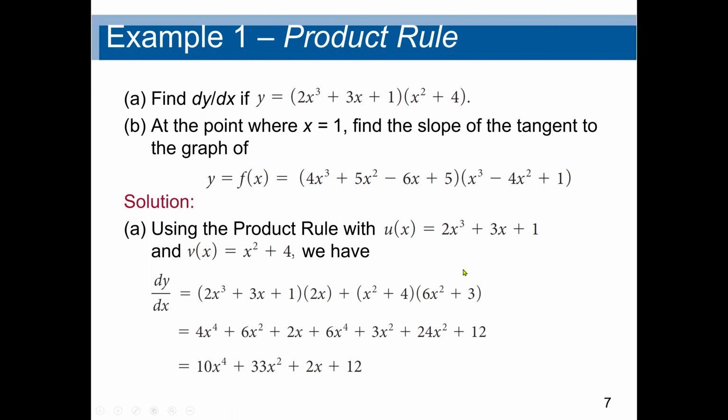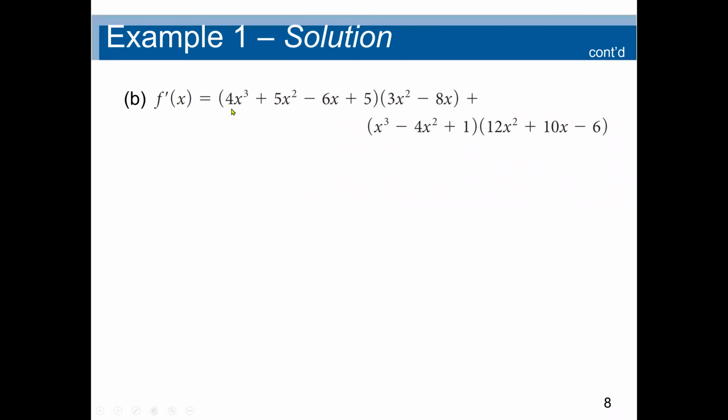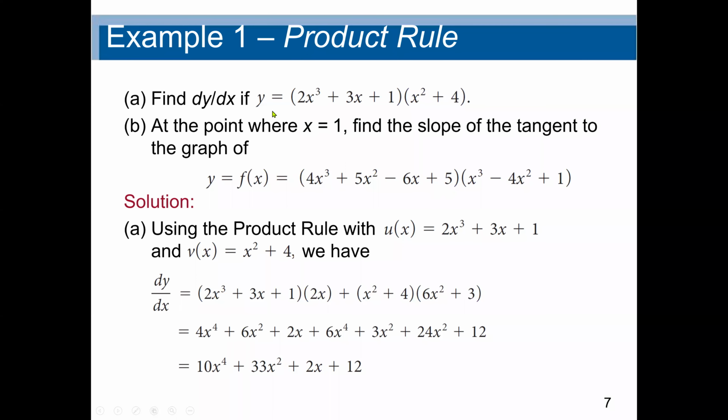So let's see how that works. So that's what we're doing here. We find the derivative of the second. We get 3x squared minus 8x. We multiply with the first. Can you go back for a quick second, Professor? Okay. All right. Thank you.